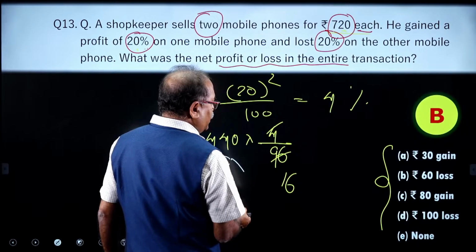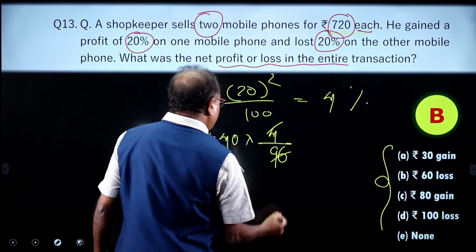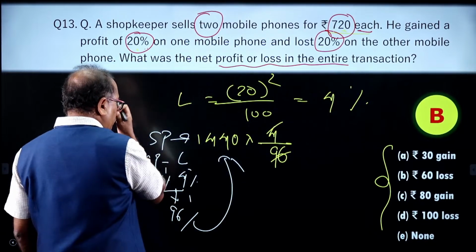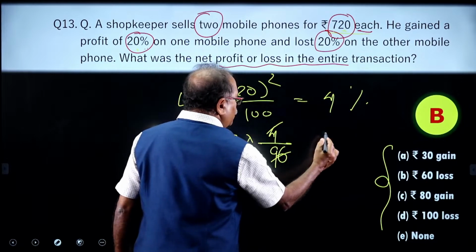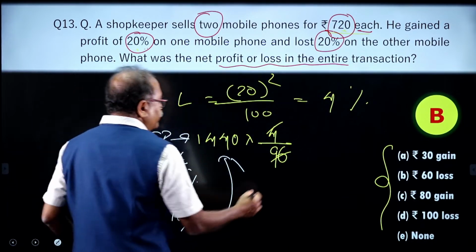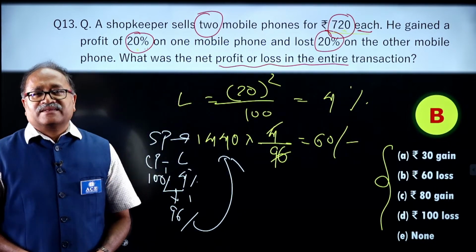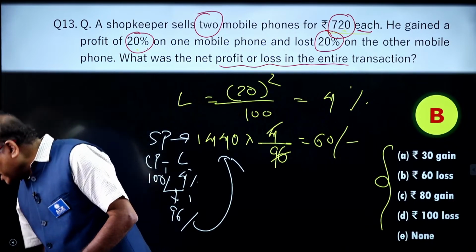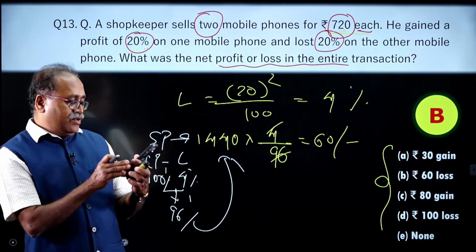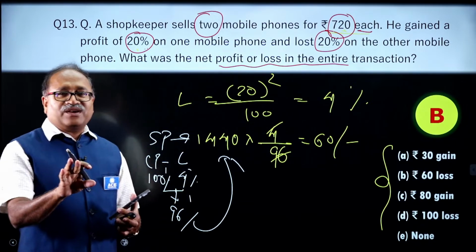Will that be 16 times? No, no. So here that's 24 times, and with 24 this is 60 times. So I am getting the loss is 60. Loss is rupees 60. Anyone answered it? Okay, anyone answered it? But at least I hope you have learned it.